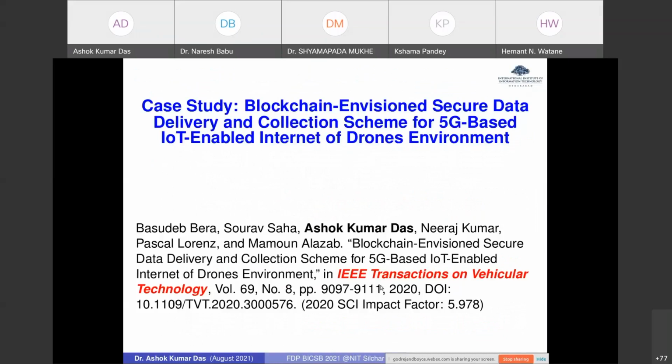So in the next part, we'll talk about a case study, which was collaborative work with Professor Pascal Lorenz from Paris and Professor Mamoun Alazab from Australia, and it was published in a highly reputed forum, the IEEE Transactions on Vehicular Technology. This was published recently in 2020. So I am going to discuss this case study in this part.